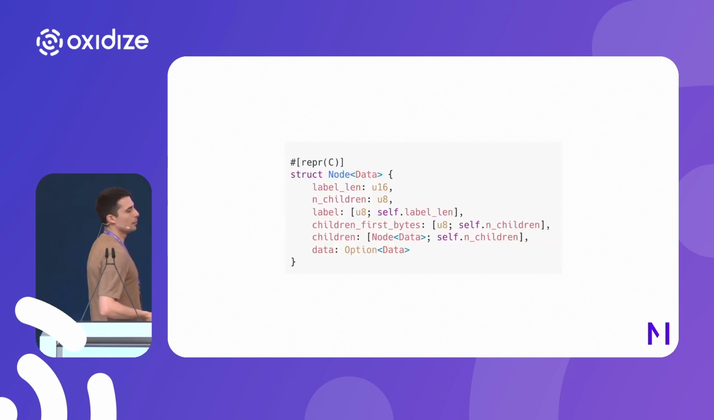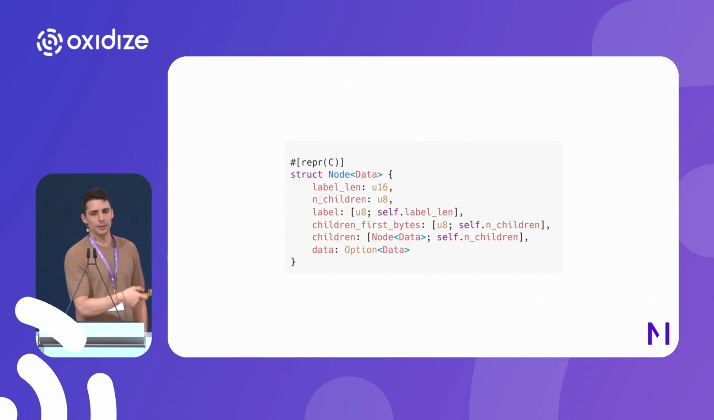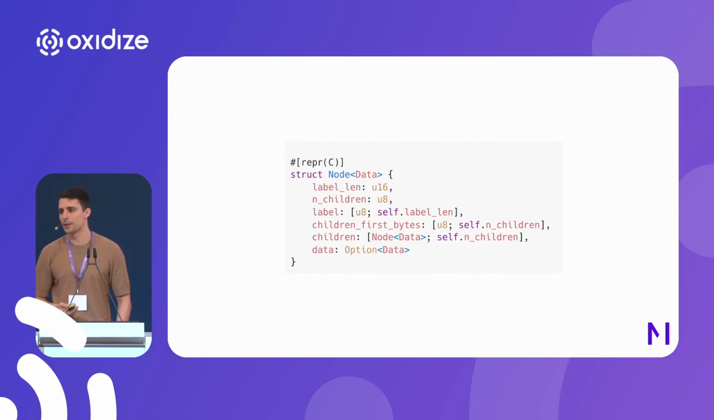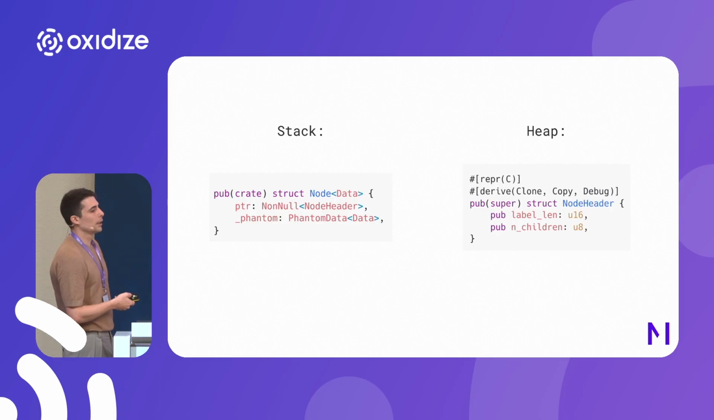Philosophically, this is the type you want to define. So you have label length, number of children, very normal-looking fields, u16 and u8. And then you have arrays whose length is the value of those fields. Rust's type system doesn't support this, probably never will. So what you end up having to do is something a lot more implicit.